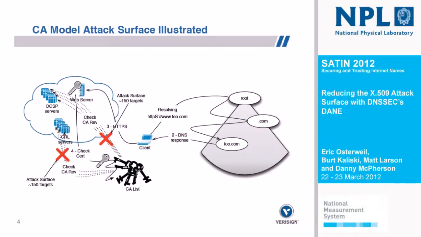So I want to talk about the attack surface of the CA model and why it is that we have CAs that can be compromised, and if you want to attack this, where do you go?